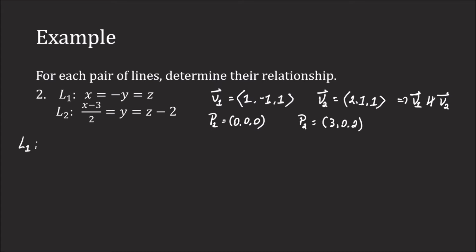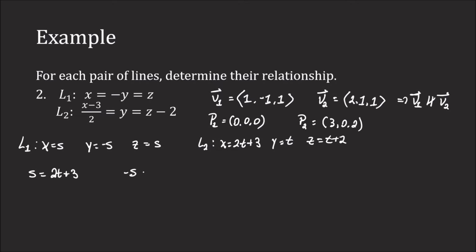So we can describe the first line by the equations x equals s, y equals negative s, and z is equal to s. The second line can be described: x is 2t plus 3, y is t, and z is t plus 2. So as before, x equals x, y equals y, z equals z.